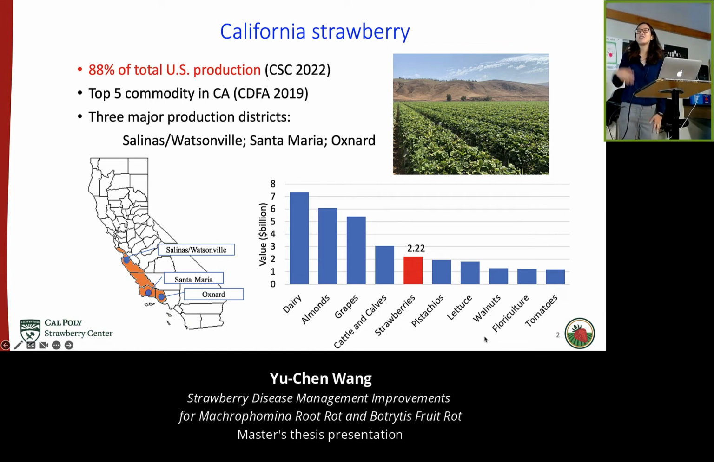First of all, I want to talk about how important the strawberry industry is here in California. California produces over 88% of the production in the United States. It is a top 5 commodity in California with more than 2.2 billion in value. The major production area is in the coastal area. From the north, we have Salinas and Watsonville. Coming down, we have Santa Maria and Oxnard.